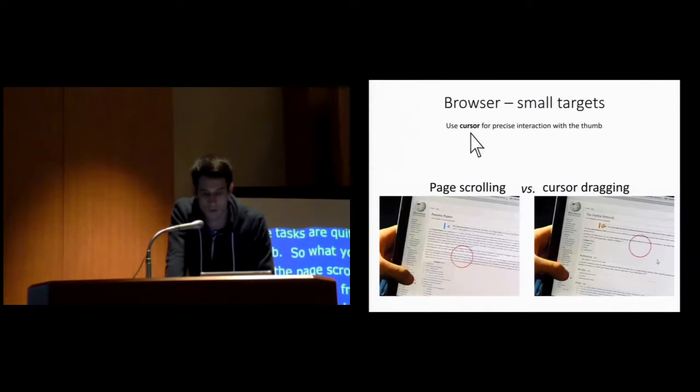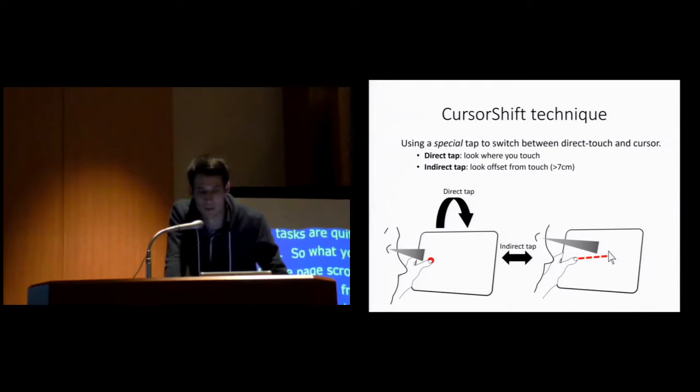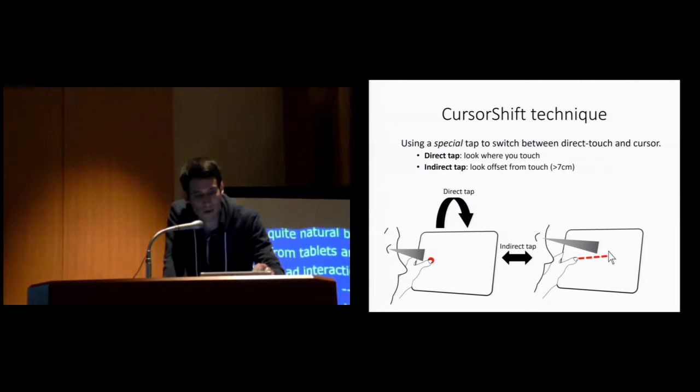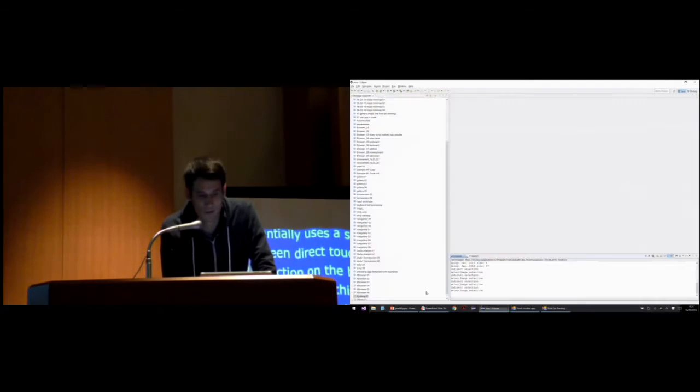So to solve this, we developed the CursorShift technique. This technique essentially uses a special tap to switch between direct touch and cursor interaction on a browser. A direct tap means you look closely where you're touching, and an indirect tap means that you're looking quite far offset from your touch point, which is in our system about 7 centimeters. It's kind of hard to explain, so I want to give a demo on this as well.